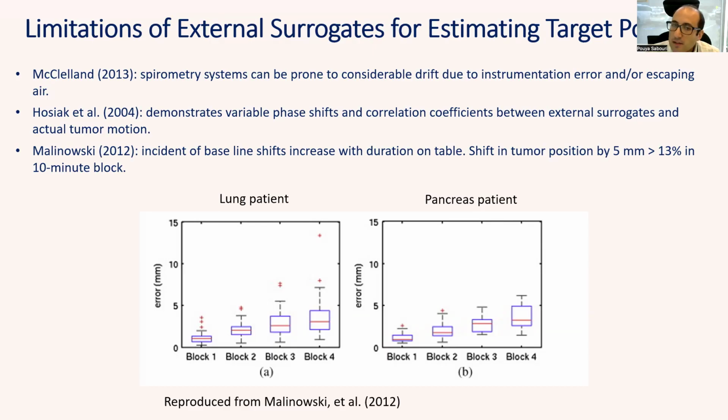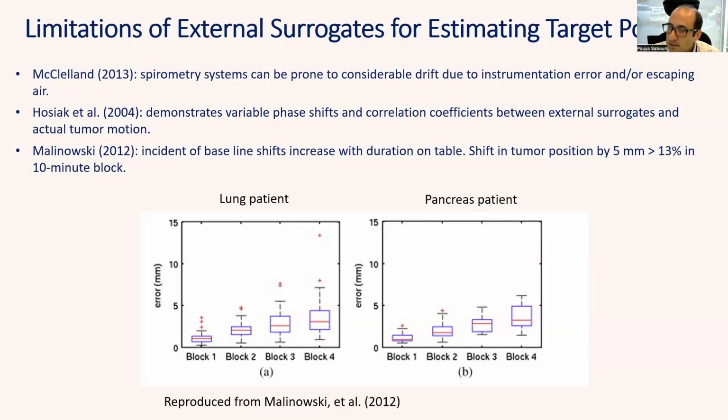Finally, I thought it's very interesting to show this plot by Malinowski. This is work done in 2012 at the University of Maryland. It shows how the correlation between the external surrogate and internal target motion is prone to change over time during the treatment. Each box here represents a 2.5-minute segment of a 10-minute block. Block 1, for example, is the first 2.5 minutes. Block 4 is the last 2.5 minutes. What you see here is that by the time we get to block 4, the variability in tumor position has increased.